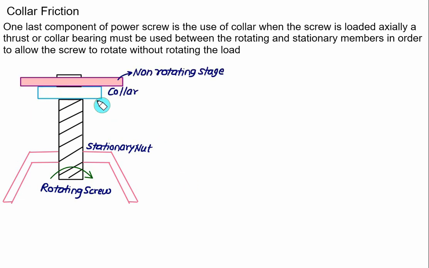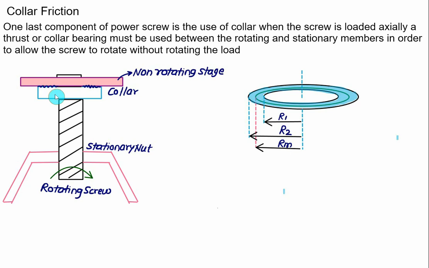If we use the collar, the screw is loaded axially. A thrust or collar bearing must be used between the rotating member, that is the screw, and the stationary member, in order to allow the screw to rotate without rotating the load. So we have shown here one extra collar. Because of this collar, between the non-rotating stage and the collar, friction will occur over this surface. So this area we can represent as the area where friction is occurring.